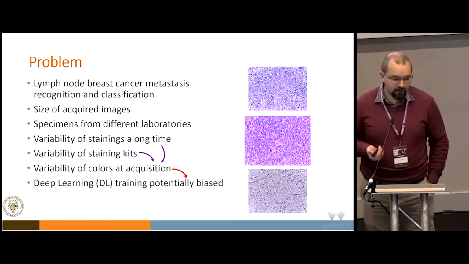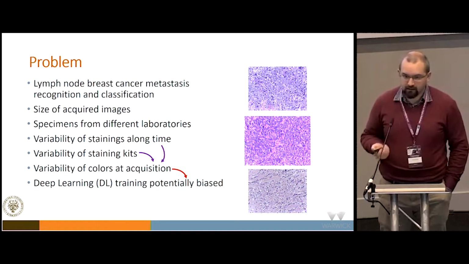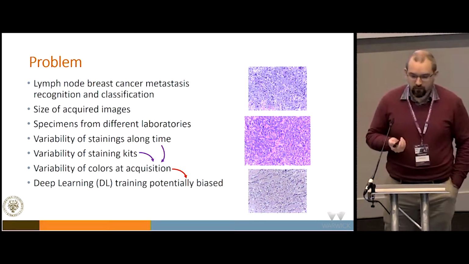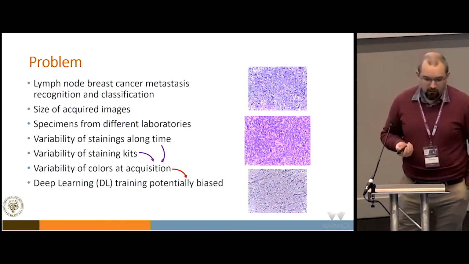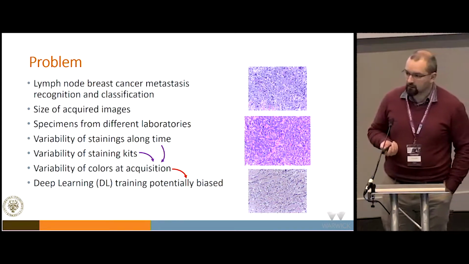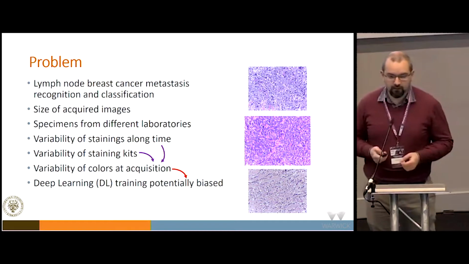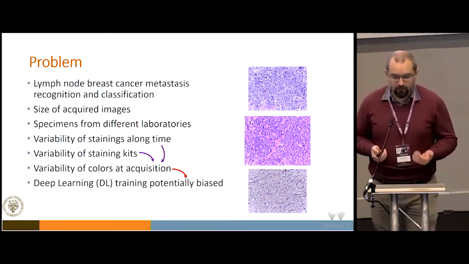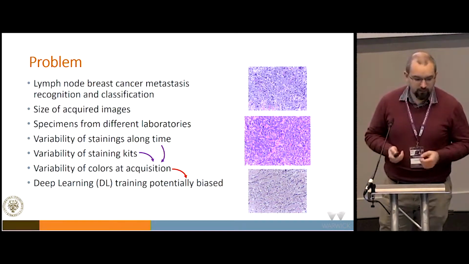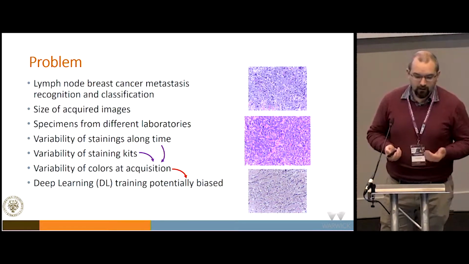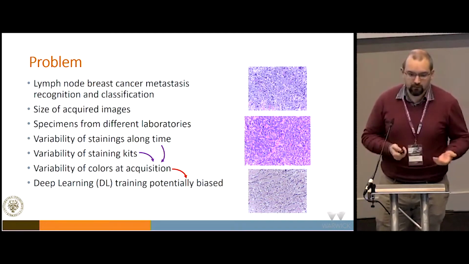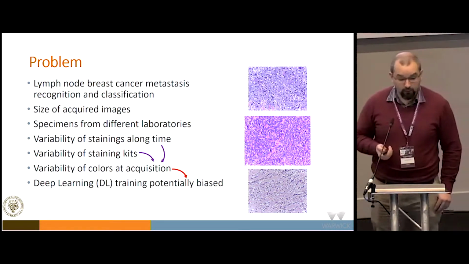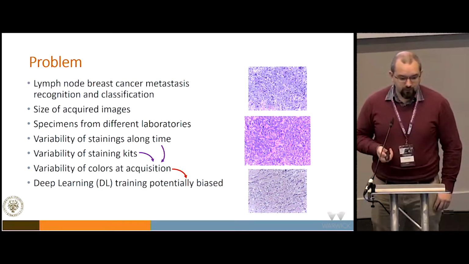The variability of the stainings, or even the staining kits, may produce different colors, which can then affect the colors at the time of the acquisition. And when we try to train a deep learning algorithm, this could be potentially biased to one or the other staining or staining kit.